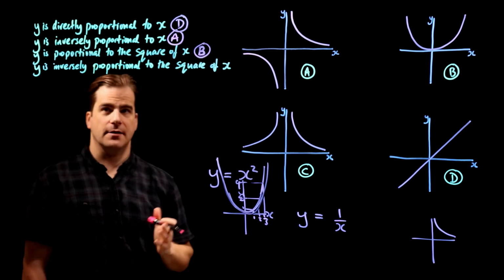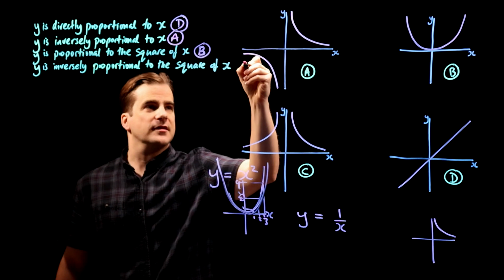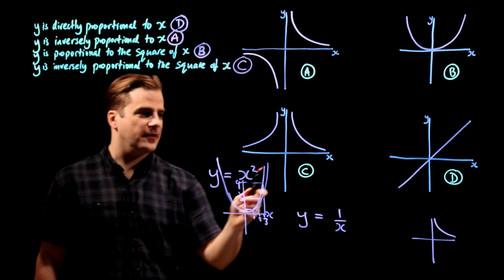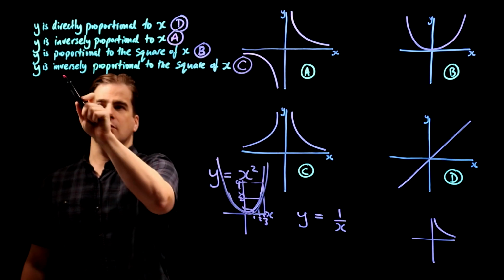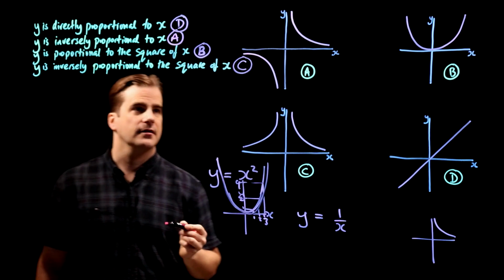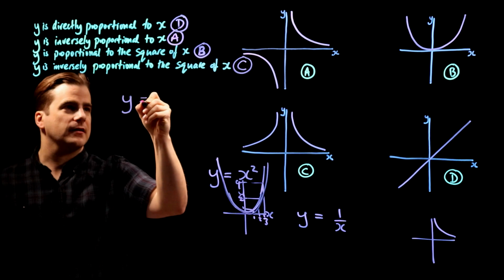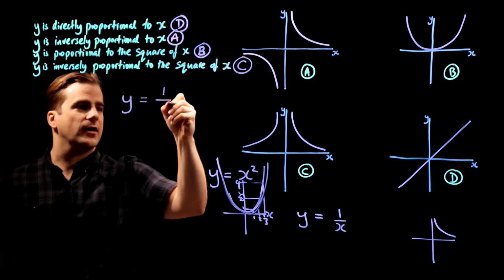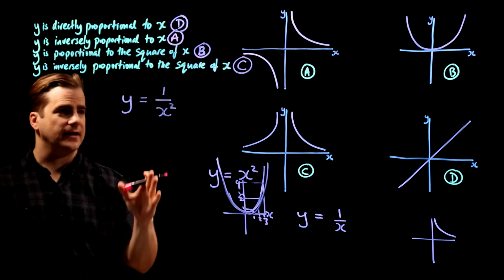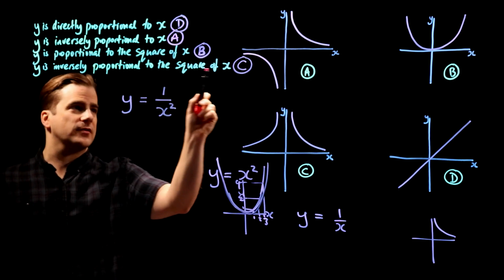And finally, just by elimination, y is inversely proportional to the square of x. Well, we know it's going to be C, because we haven't made a mistake. But I'll explain why this graph, this shape, shows you that y is inversely proportional to the square of x. In equation form that means y is inversely proportional to the square of x. Again, doesn't matter about the constant of proportionality, let's just pretend it's 1. So in simple terms, y is 1 over x squared. That's what that sentence means.